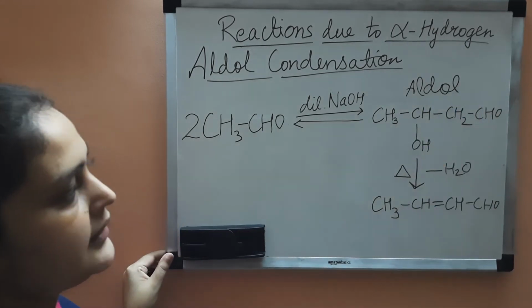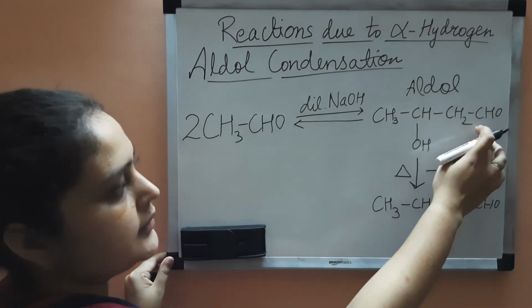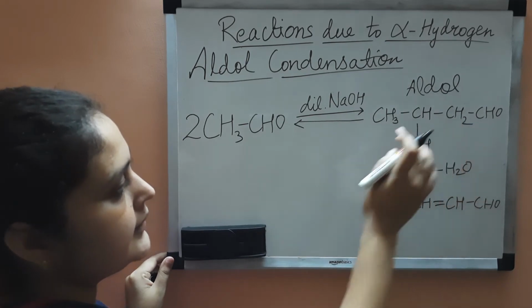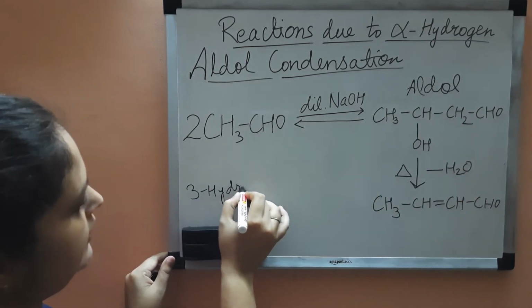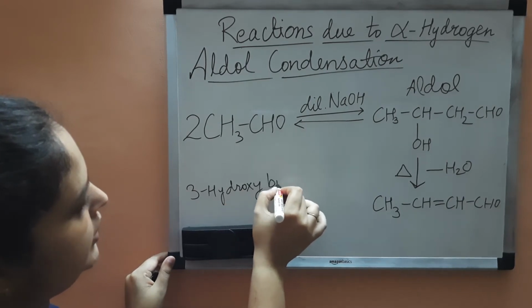and its IUPAC name is what? This is the first carbon, second, third carbon. So its IUPAC name is 3-hydroxybutanal.